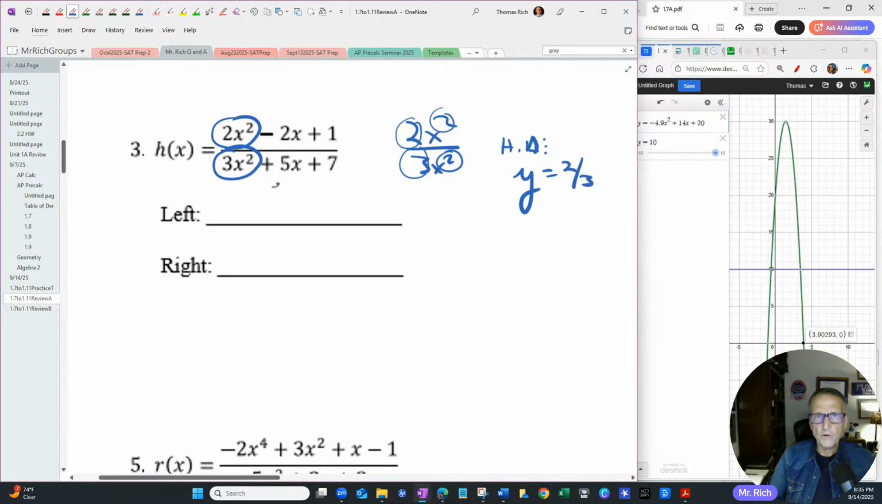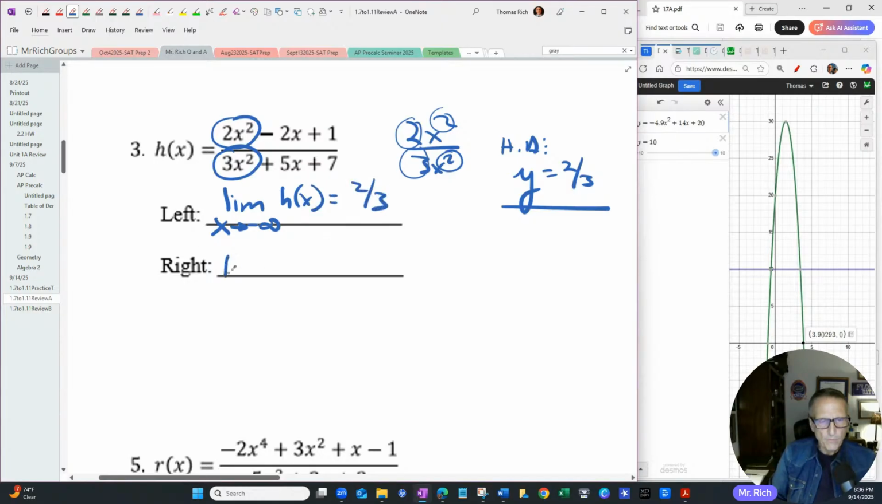Then what we're teaching you that's different in AP Pre-Calc from Algebra 2 is we want you to use a limit statement to communicate that there is a horizontal asymptote at that line. So you would say that the left-hand end behavior is the limit as x goes to negative infinity, meaning that if you trace the function all the way out to the left-hand side of the graph, the limit of our function h of x has to be equal to 2/3.